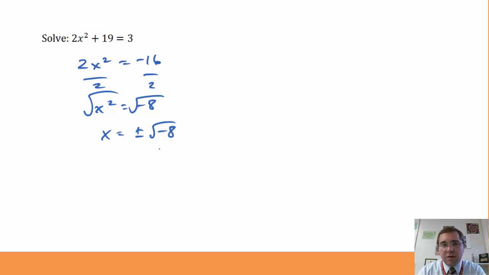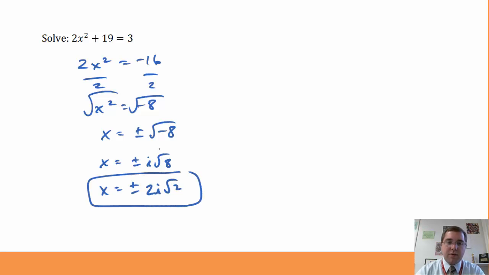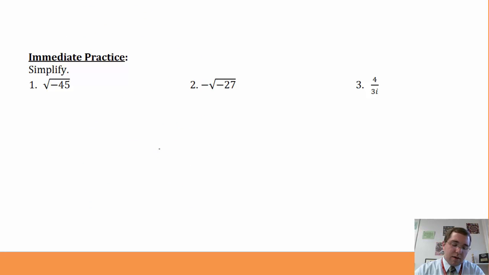Again, can't do that without imaginary numbers. But with them, it's no problem. Square root of negative 8 is i times the square root of 8. And the square root of 8 is the square root of 4 times the square root of 2. Square root of 4 is 2. This is 2i times the square root of 2. I can now solve that equation. Pretty cool. Here are your immediate practice problems. 3 problems. Simplify them using i's. That is the end of section 6.6 and 6.7.